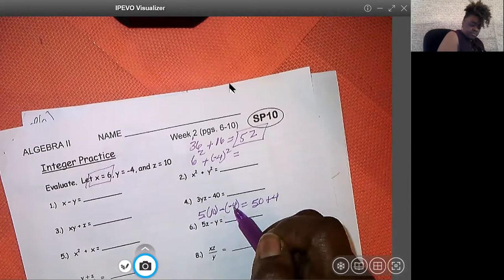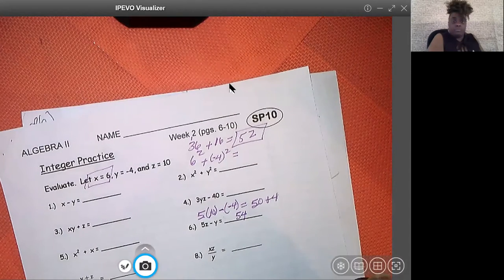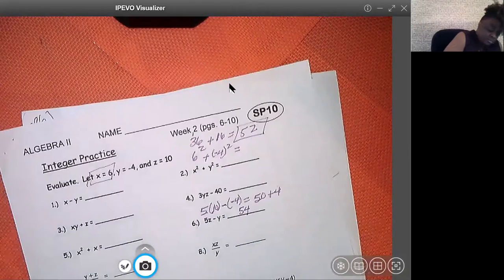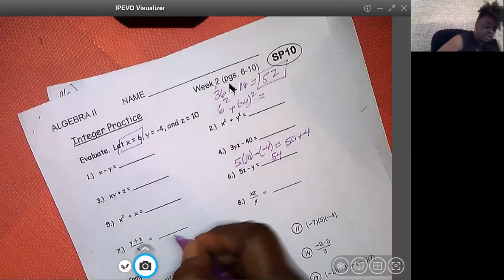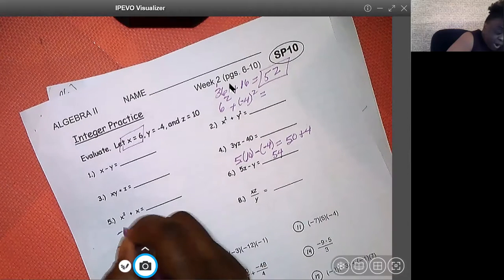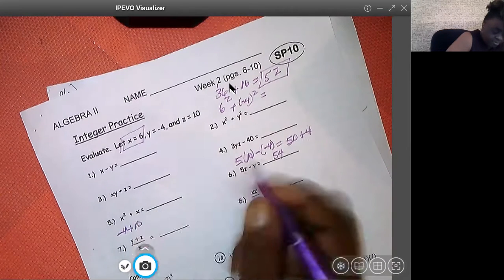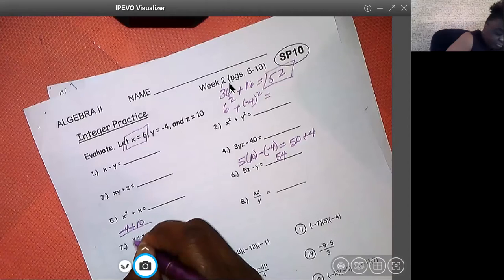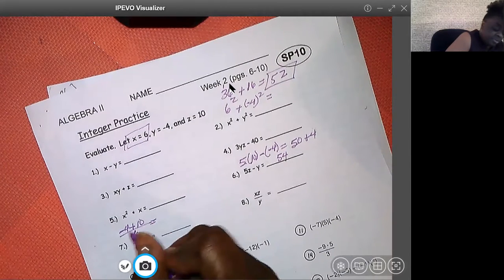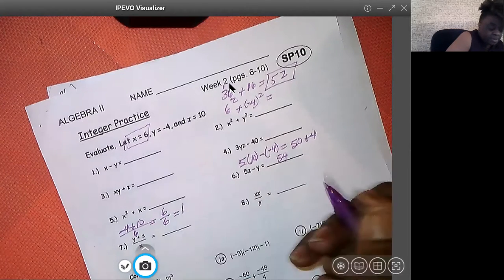Negative times a negative gives us a positive, so now we're at 54. Let's look at the fraction one. This seems to be the most difficult for people. So y, we have negative 4 for y, plus z, which is 10, over x, and x equals 6. So we have 10 plus negative 4, which gives us 6. 6 over 6 gives us 1. That was simple.